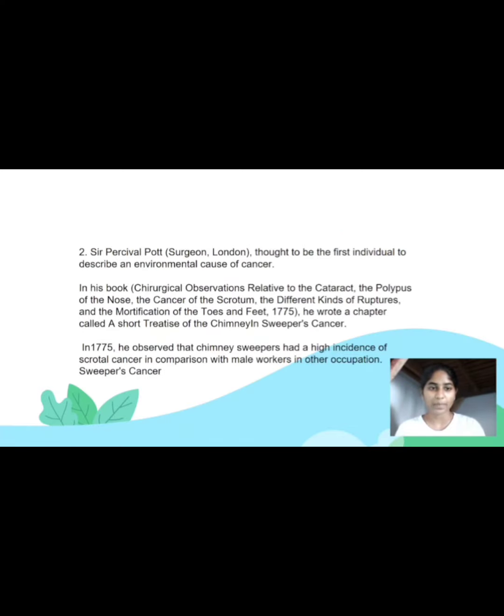Next, we have Sir Percivall Pott, thought to be the first individual to describe an environmental cause of cancer. In his book, Chirurgical Observations Relative to the Cataract, the Polypus of the Nose, the Cancer of the Scrotum, the Different Kinds of Ruptures, and the Mortification of the Toes and Feet, in 1775, he wrote a chapter called A Short Treatise of the Chimney Sweeper's Cancer.